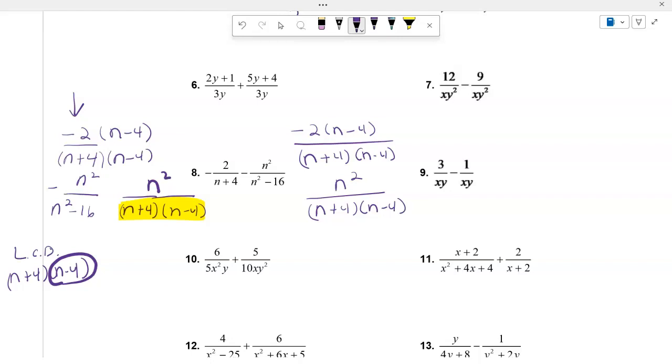So I got to do some simplifying. Negative 2 times n and negative 2 times negative 4 give you 8. So I have to subtract. So it's negative 2n plus 8 minus n squared over n plus 4 and n minus 4.